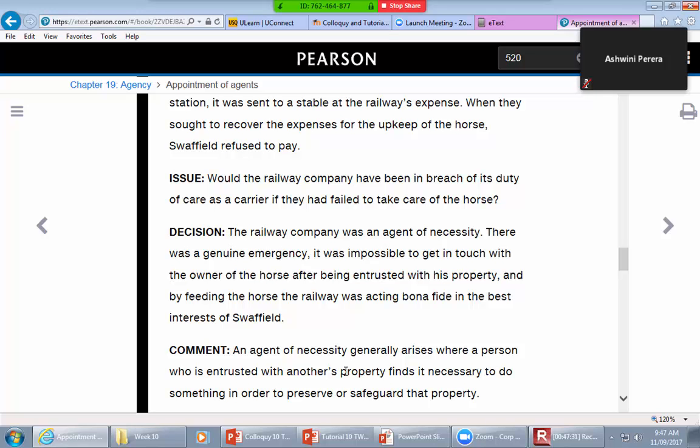So what's the premise? Let's go back. Now you know the parties, the railway company and Swafield. What does the railway company want? They want the money. What does Swafield want? Not to pay. What is the legal premise here? Agency theory, because we are studying agency. So this is straightforward. Agency theory.